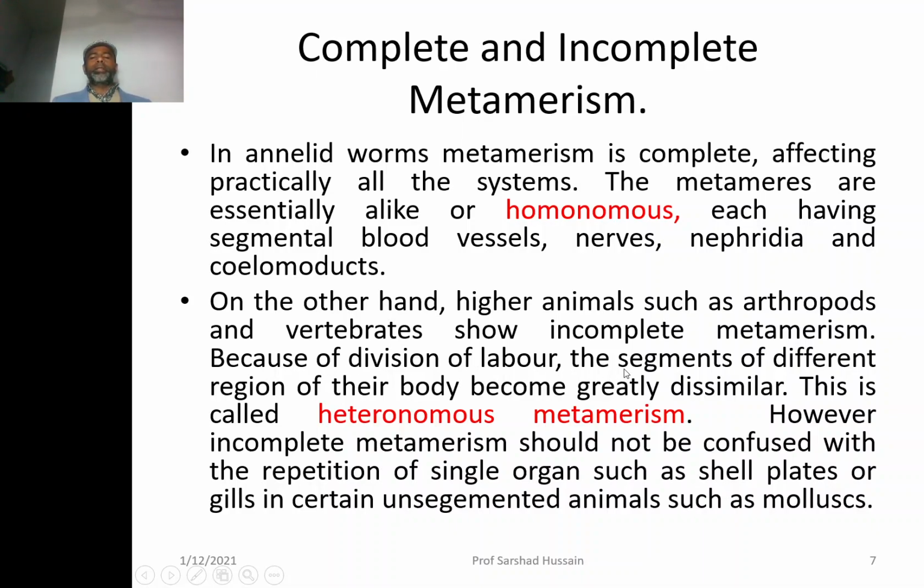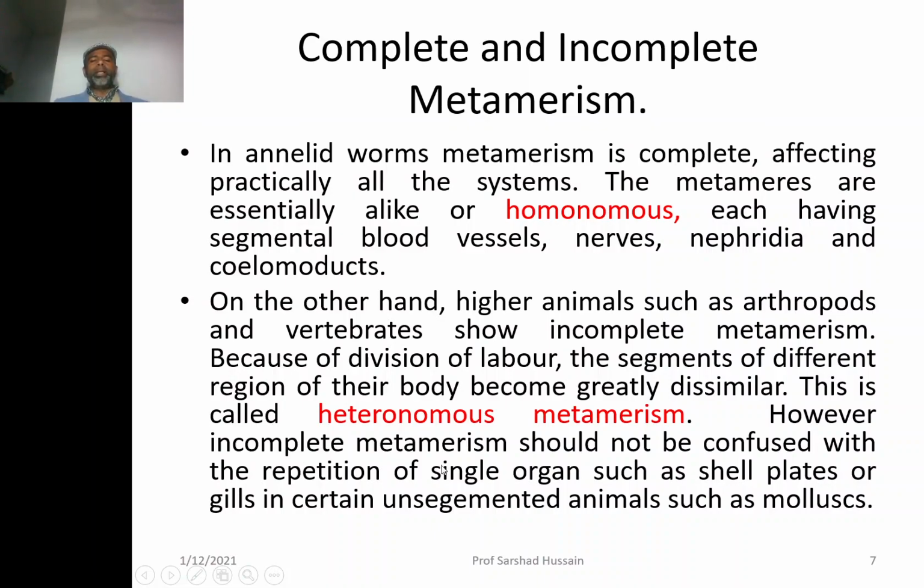On the other hand, higher animals such as arthropods and vertebrates show incomplete metamerism. Because of division of labor, the segments of different regions of their body become greatly dissimilar. For example, our vertebral column and our ribs show segmentation, but internally the vital organs, the digestive system, the circulatory system, etc. are not so divided. If you count the number of vertebrae, you may not find that the rest of the organs are correspondingly divided. So every segment is a different type of segment, so-called heteronomous segmentation.